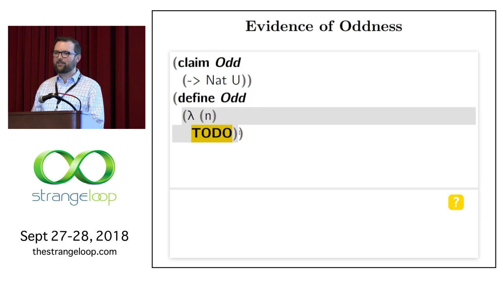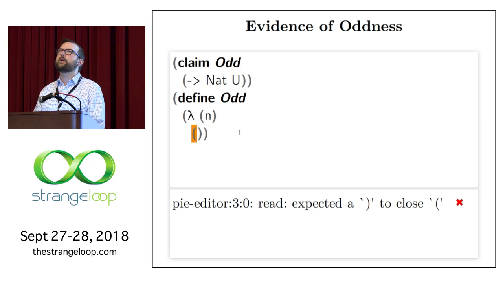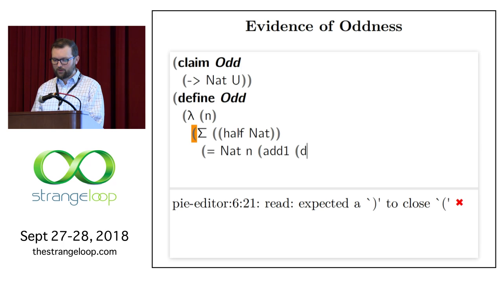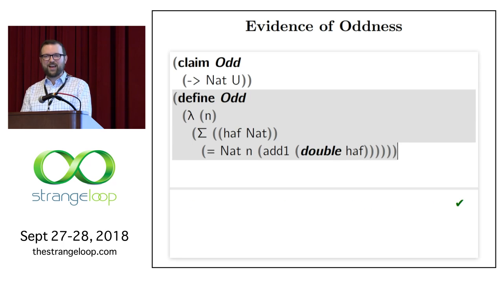And if we want to get evidence of oddness, well, let's see. When we cut it in half, there's 1 left over. So we'll say sigma half nat equal nat n. And now we want to say add 1 of double half. But wait, half is the wrong name. This isn't half, it's almost half. So we're going to call it almost half.